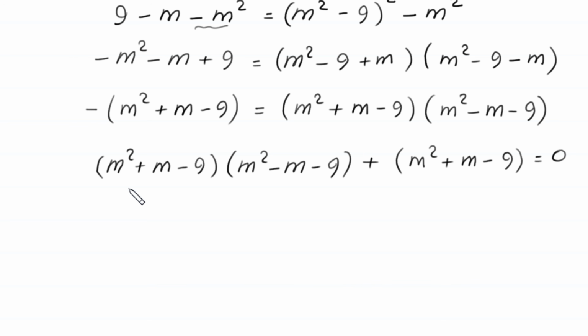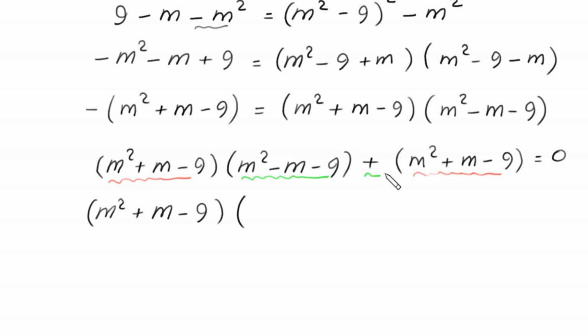Now as you can see, this expression m squared plus m minus 9 is a common factor, so we factor out m squared plus m minus 9, and in the bracket is left m squared minus m minus 9 plus 1 from here. In the bracket is left m squared minus m minus 9 plus 1 is equal to 0.